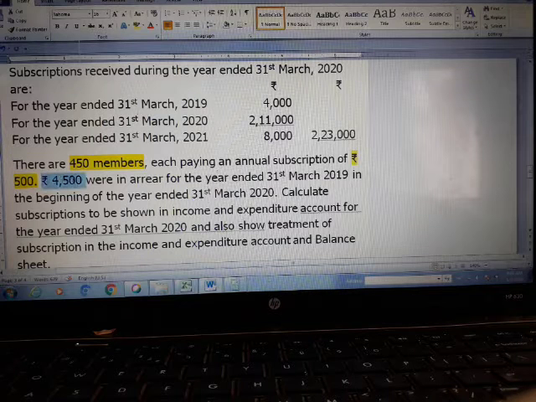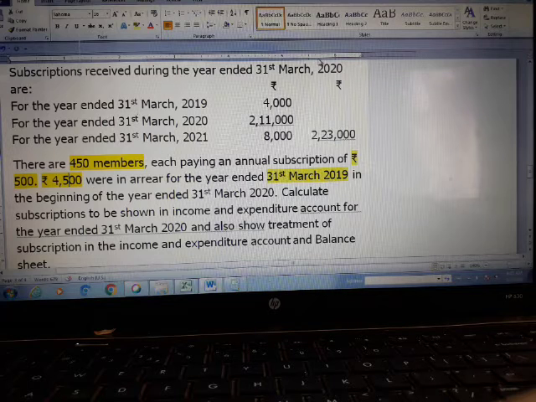So out of 4,500 rupees which is outstanding as on 31st of March 2019, we have received 4,000 rupees. So in 4,500 total outstanding, we received 4,000. How much will be the balance? Only rupees 500. So in 4,500 we received 4,000, so 500 is the only balance. Whereas for the current year, out of 2,25,000 which we have to receive, we have received 2,11,000. So 14,000 is the balance. So the current year outstanding we need to add.